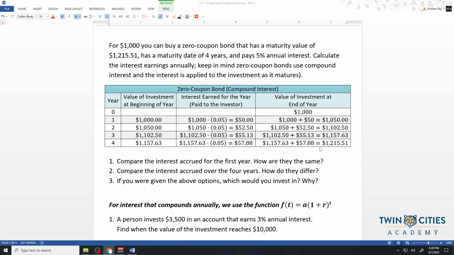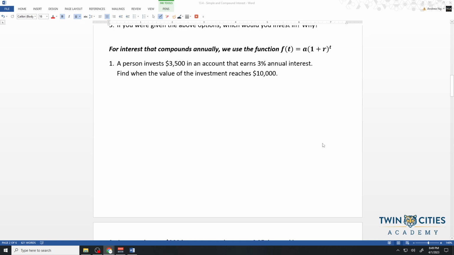All right, so what are you going to do then for your assignment? Let's say that I give you this problem here. For interest that compounds annually, we use the function f of t equals a times 1 plus r to the t. Compounds annually means they're looking at the account once per year, and at the end of that year, they're giving you that percentage. So similar to what we were looking at before.